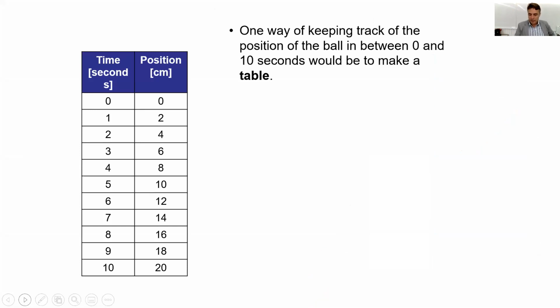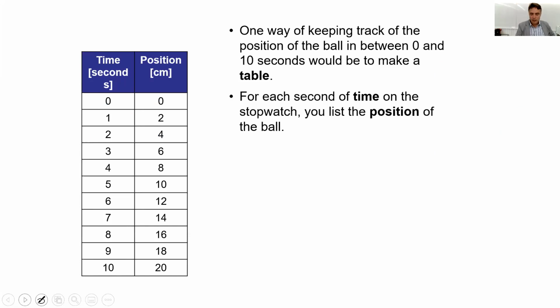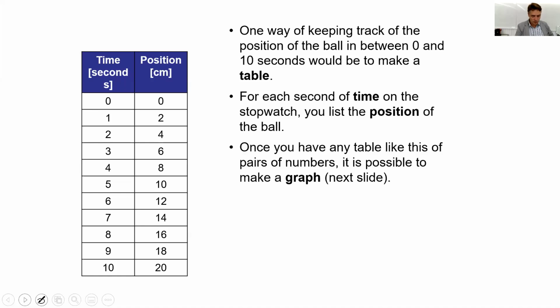One way of keeping track of the position of the ball between 0 and 10 seconds is maybe you could make a table. Every second you list the position. So it starts at 0, at 1 second on the stopwatch, at 2 centimeters, at 2 seconds on the stopwatch, it's at 4 centimeters, etc. And you get these pairs of numbers. So for each second of time, or some unit of time, you list the position of the ball.